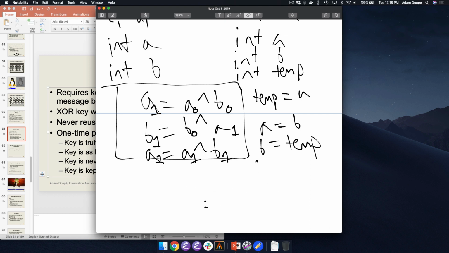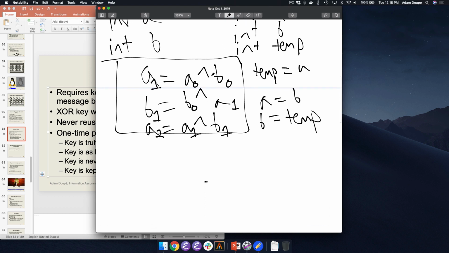Okay, now if we break this down, right? So we have A2. Well, let's start with B. I think that's easier. Okay, so I start with B1. So B1 is going to be B0 XORed with A1, which is A0 XORed with B0.